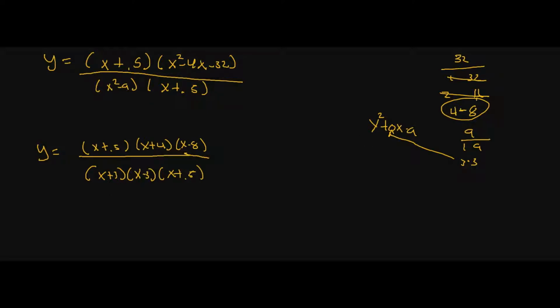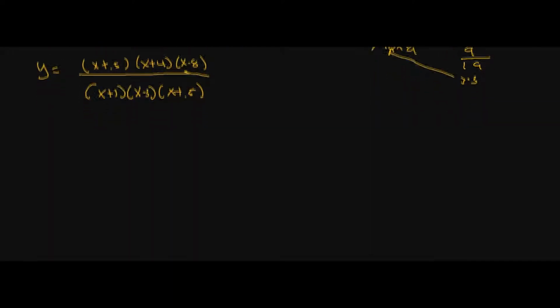So now that I have everything in factored form, I'm looking to see if anything cancels. Now let's officially identify my holes, right?